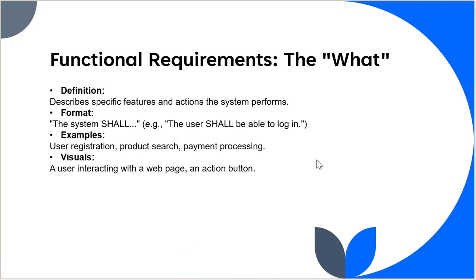Let's move on to the next slide. Functional requirements are an important part. The definition of functional requirements: they describe the specific features and the actions the system performs, what we should do and how the system will perform that requirement. Then the format of the functional requirement: the system shall do something so the user is able to do something.